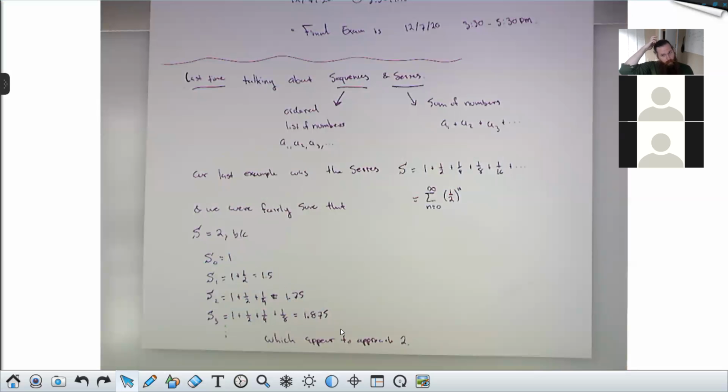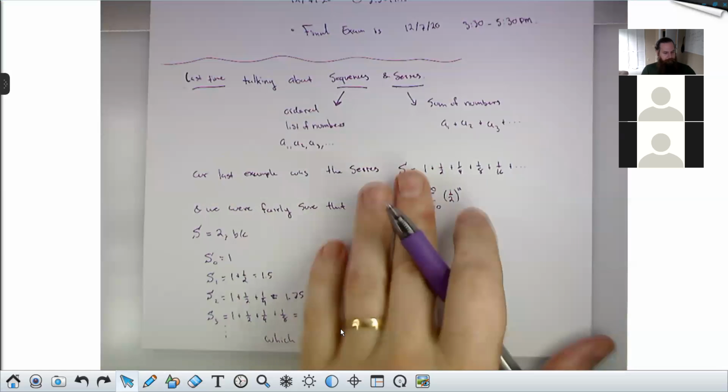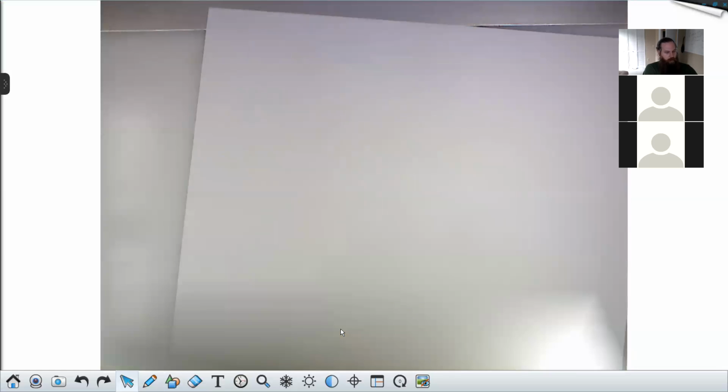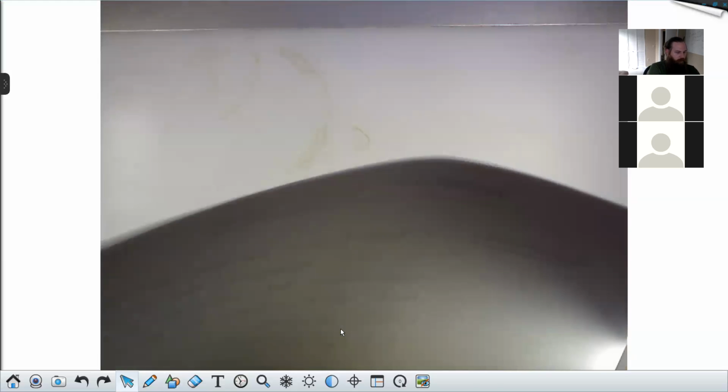So what I want to do today is come up with a more general formula. But before we can do that, I need to show you a few things about geometric sequences and geometric series. So let's dive in. Recall that a sequence is called geometric if it can be written like an exponential.